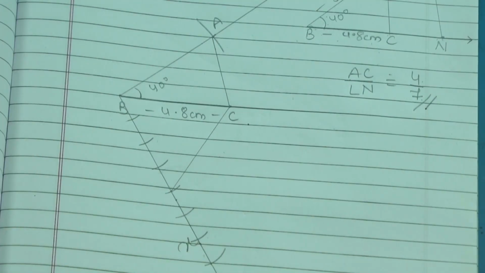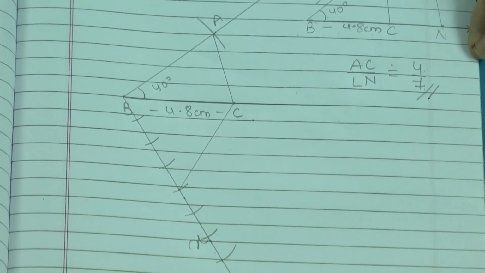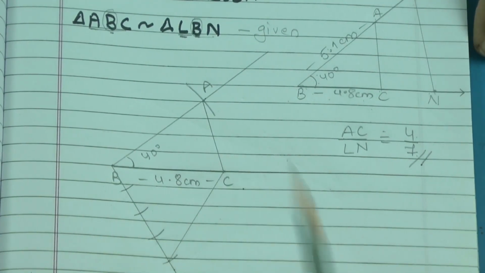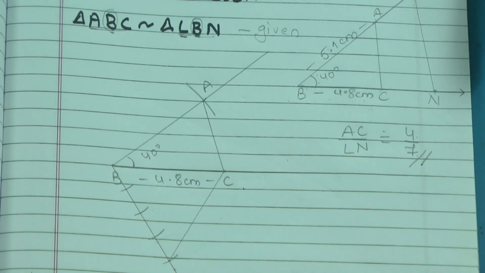Now children, why did I join the fourth part to C? Why not the 7th part? The reason is, AC is a side of the triangle ABC and LN is the side of the triangle LBN. So LN is 7 parts and AC is 4 parts, and therefore AC should be joined to the fourth equal part.